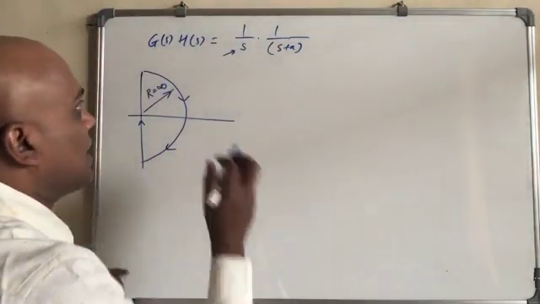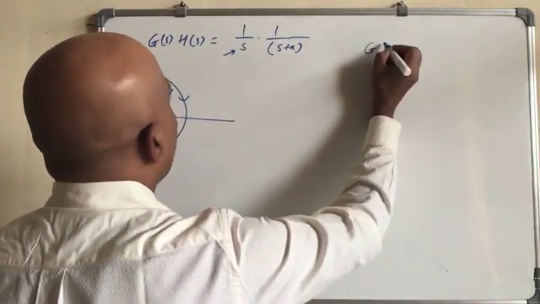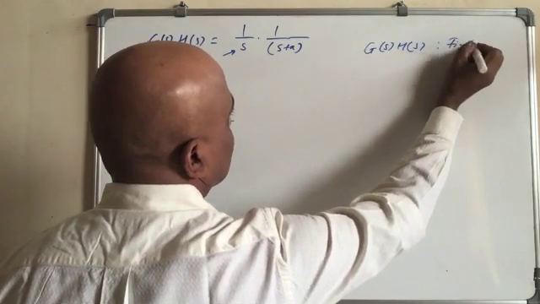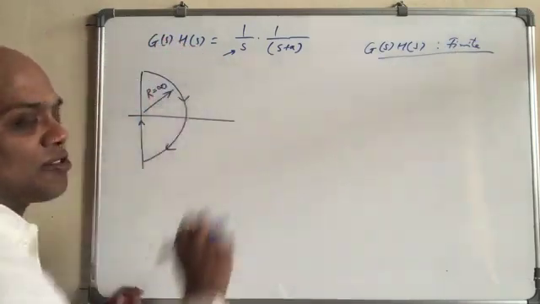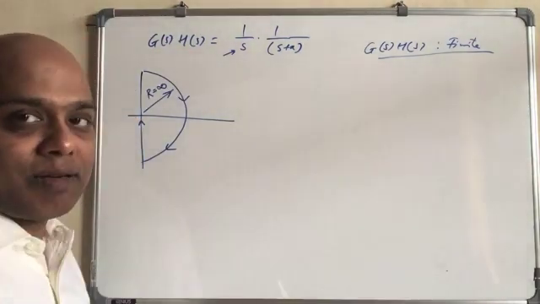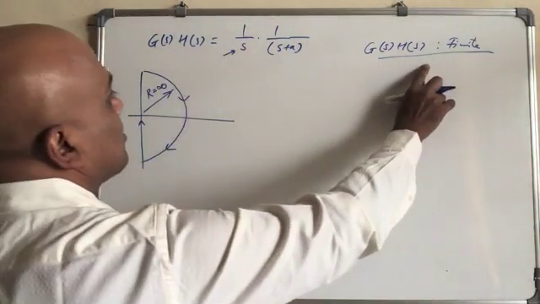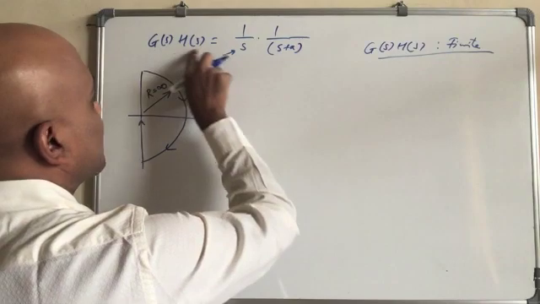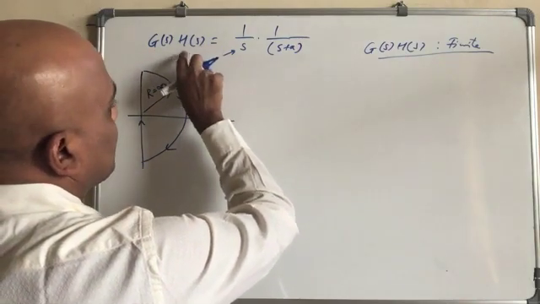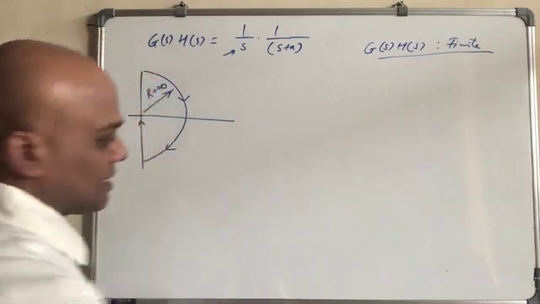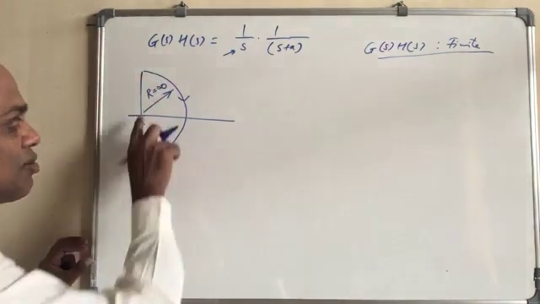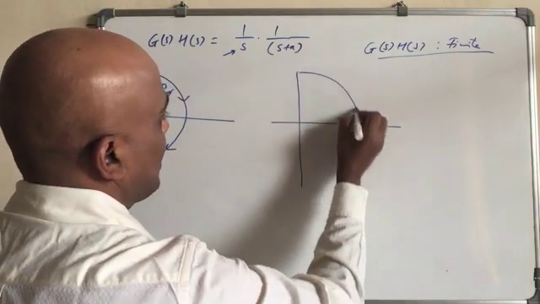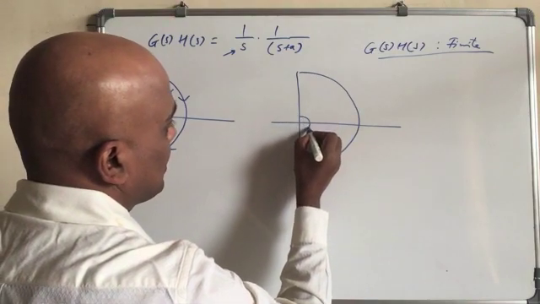Remember what the criterion is. First of all, we said that G(s)H(s) has to be finite, even at infinity, and we have seen why it should be finite. Or 0, it becomes. But here, if you put S equal to 0, this becomes a very big number and approaches infinity. So in that case, we don't have to pass through the origin. This is a special case. You can have a small circle here.